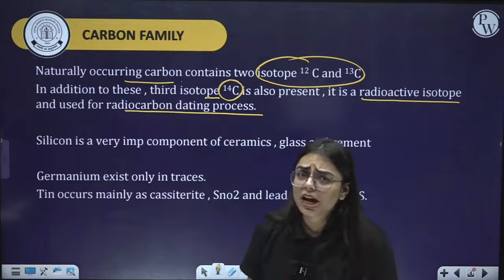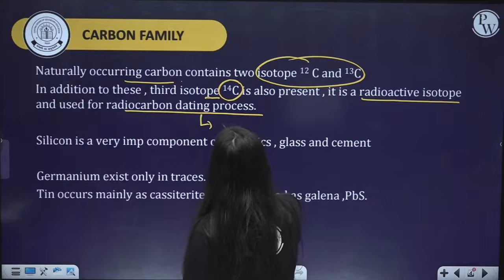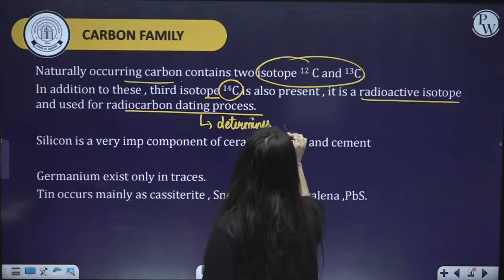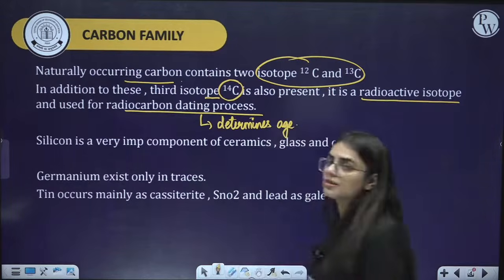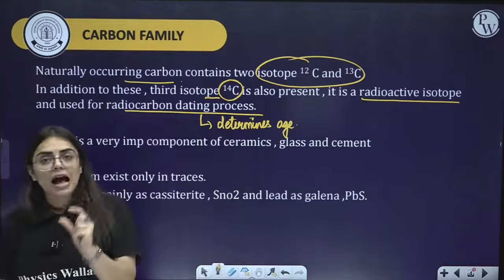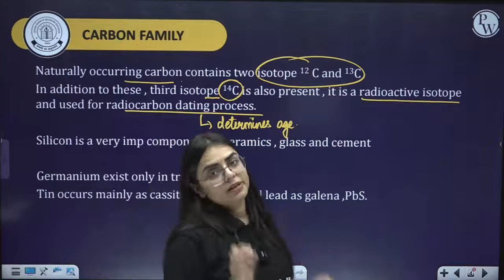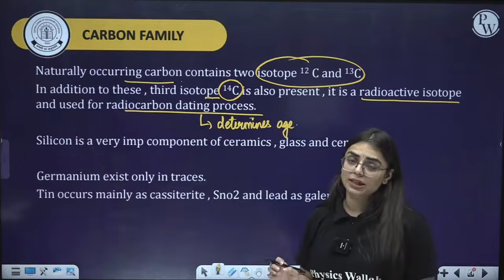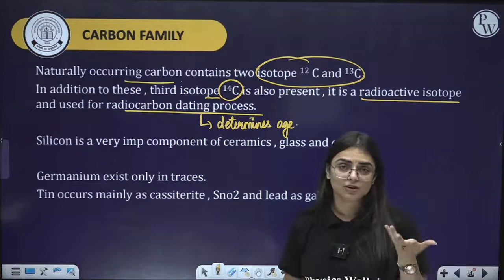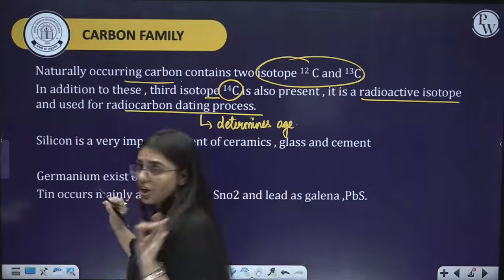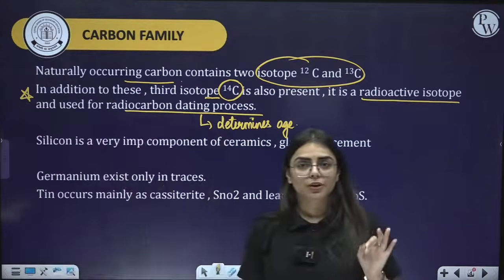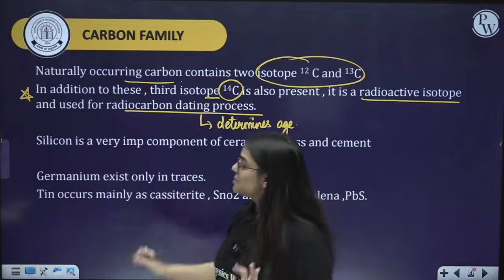Now what is the radiocarbon dating process? It basically determines the age. Students, clear? Which is going to determine the age, that is basically the radiocarbon dating process. And over here, carbon 14 is basically used in that particular process. It is a radioactive isotope. So, this initial point which I have written over here is very, very important. You need to put a star mark over here. Clear everyone? Okay.